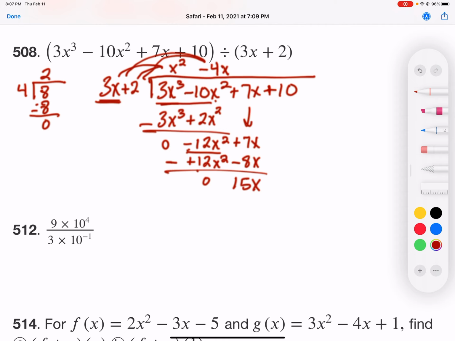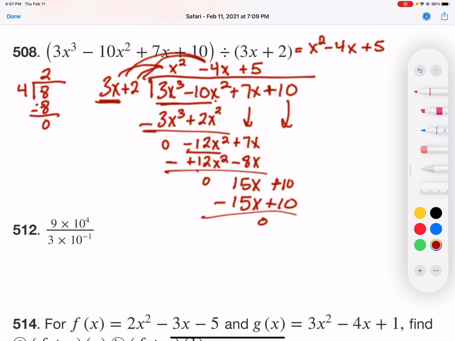Now we need to multiply 3x by 5 to get 15x. So that's going to give us 15x plus 10. And we'll also bring down this plus 10. And that's subtracting, so it's the exact same thing. So we're just going to end up with 0. So our quotient then is x squared minus 4x plus 5.